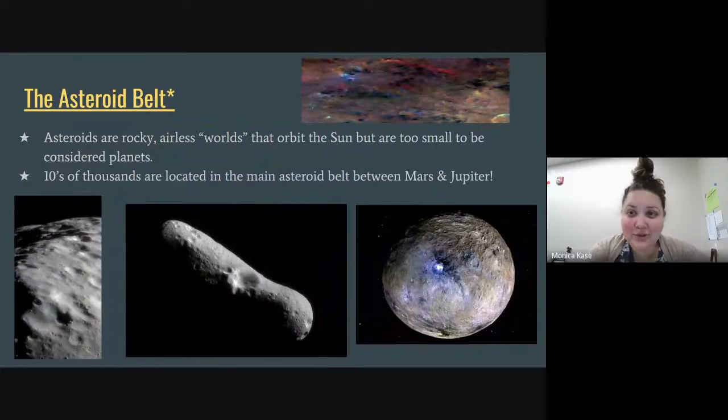All right, next you will encounter the asteroid belt. This is where you will see asteroids that orbit the sun, but they are too small to be considered planets. Tens of thousands of them are located in this main asteroid belt, and it is between Mars and Jupiter.